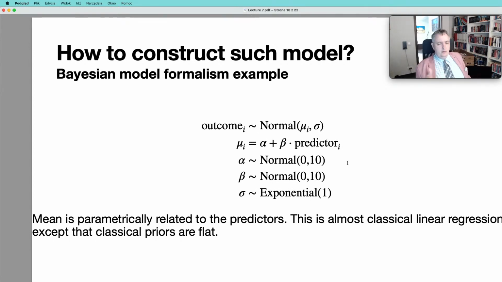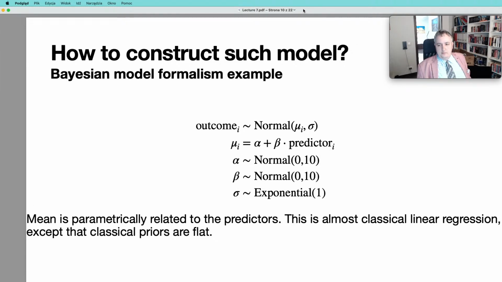But in Bayesian formalism, we assign priors, so this can be very useful because thanks to that we can avoid the problems that can occur with, for example, hard to identify models.